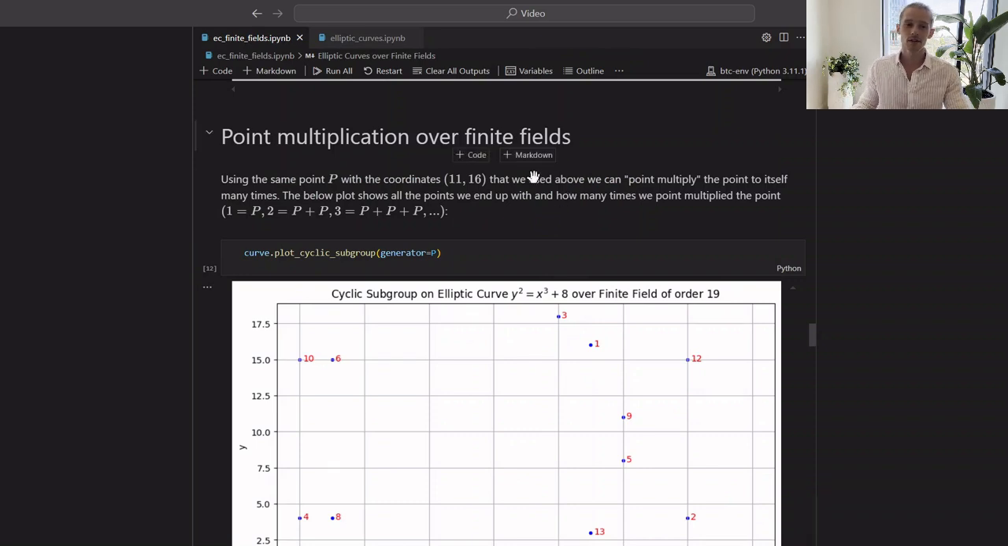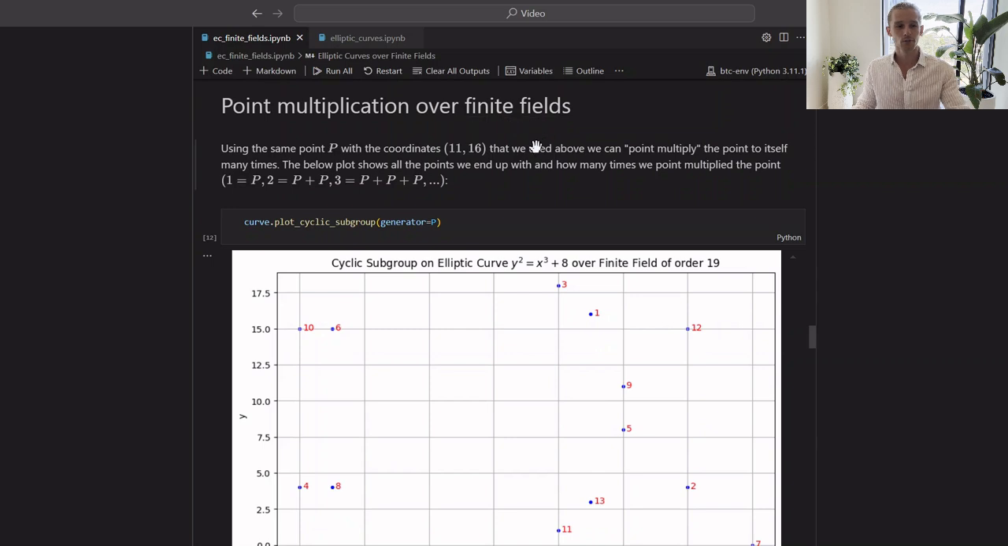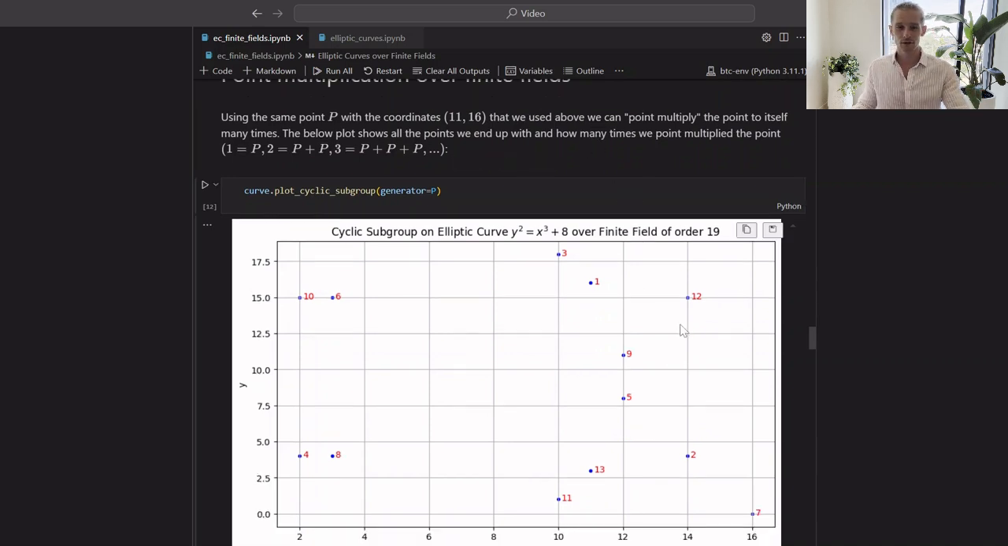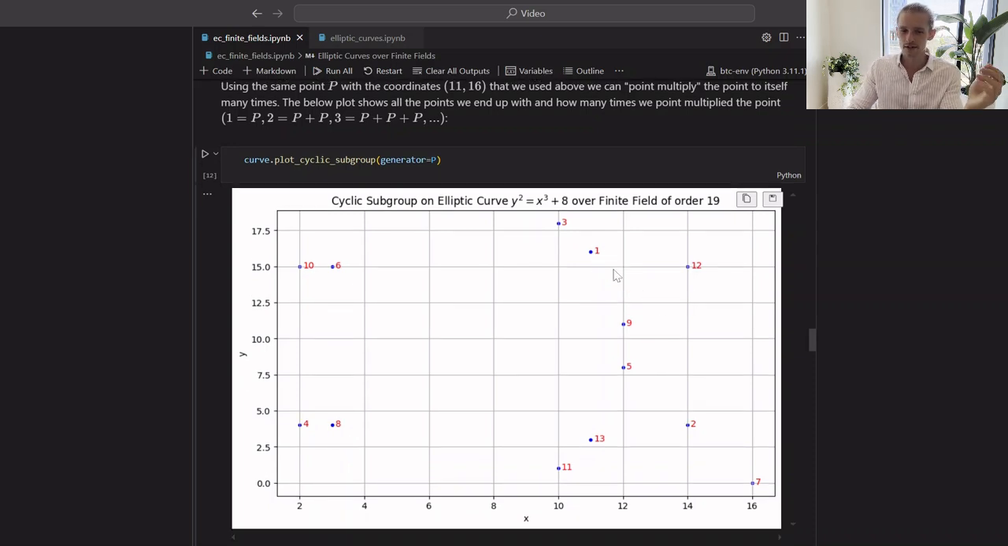Now, if we use the same point that we used to add to itself above with the coordinates 11 and 16, and we point multiply that point to itself a given number of times and visualize how often we point multiplied it, we get the following scatter plot. Now here it's important to remember that 1 is equal to just the point itself, 2 is equal to the point added to itself once, which gets us down here, and 3 is equal to the point added to itself twice. So 3P is P added to itself twice, so that might be a bit confusing, but that's just how this works. So what we then get if we point multiply this point a given number of times are all of these points down here.